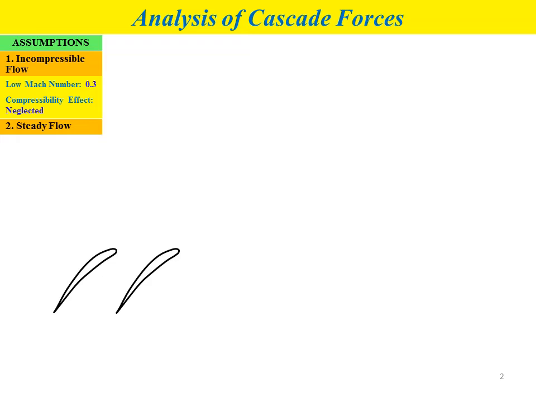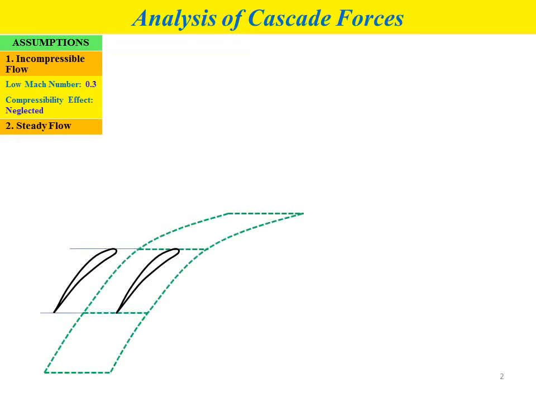Okay, now the figure shows the cascade blade arrangement. We have two identical blade profiles. The region enclosed by the green color line represents the control surface. We divide it into three surfaces: the surface at the inlet of the cascade blade, the surface within the cascade blade, and also the control surface at the outlet of the cascade blade. S represents the spacing distance.